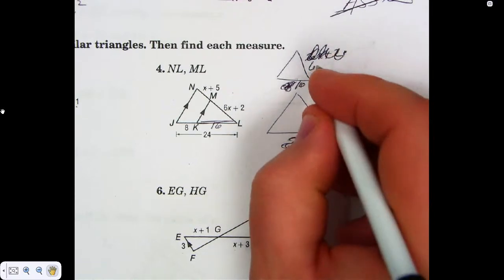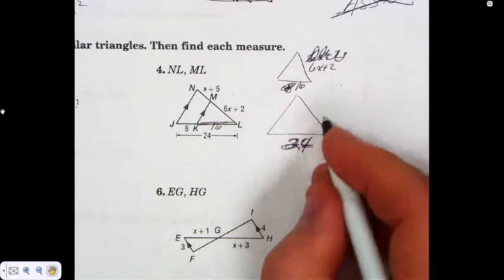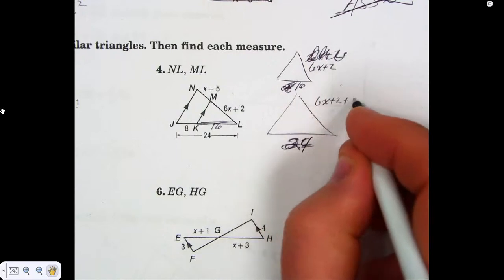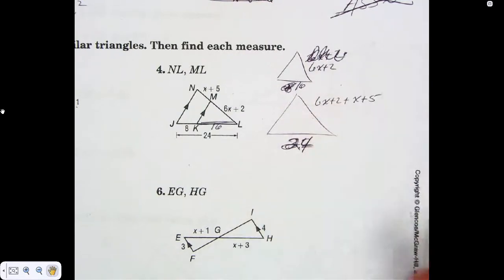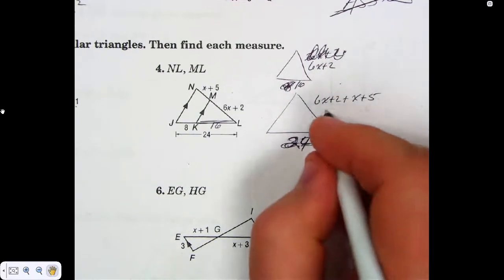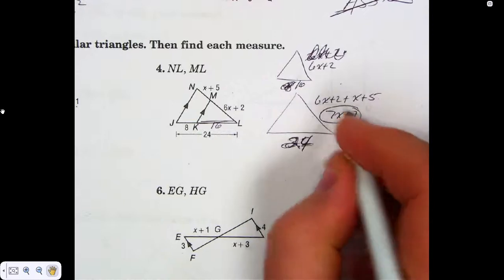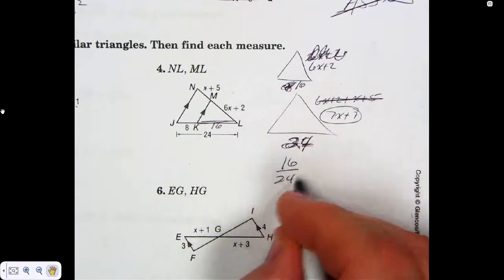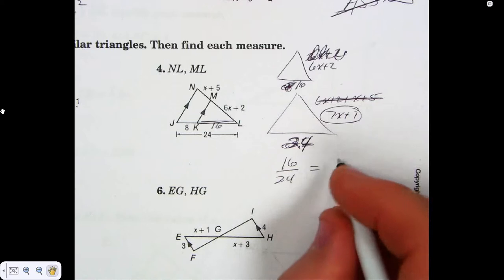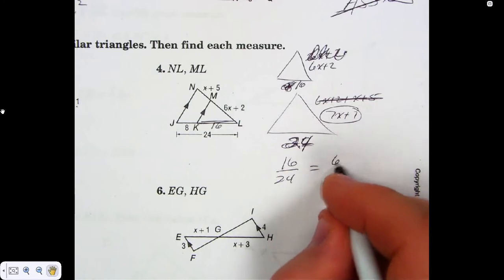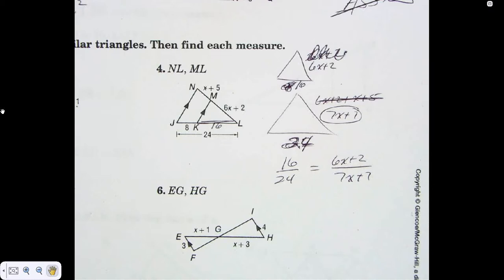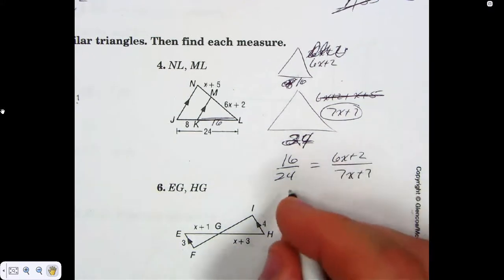This is 6x plus 2. Well, this whole side is 6x plus 2 plus what? X plus 5, which is 7x plus 7. So your proportion is 16 over 24 is equal to 6x plus 2 over 7x plus 7. Cross multiply and solve. Let's see what we get.